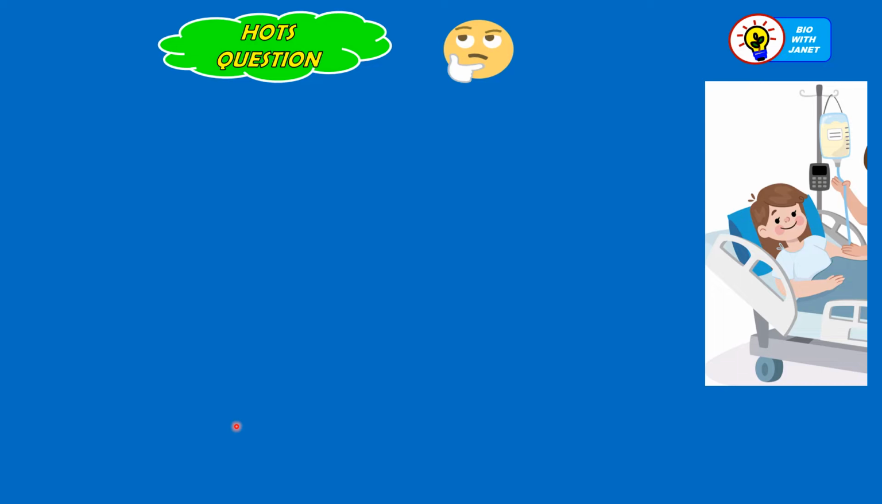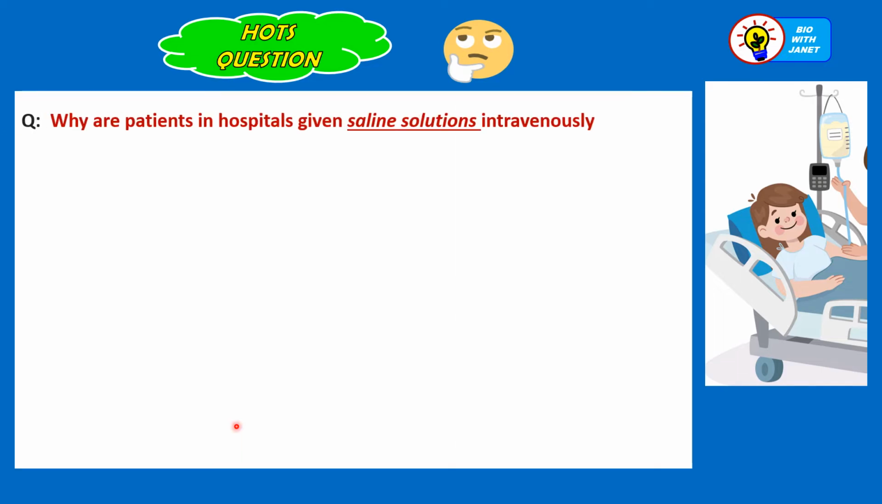So here's a hot question that may be asked in the essay section. Why are patients in hospitals given saline solutions intravenously, that means directly into the vein, instead of plain water? Why not just put plain water inside the bag here to flow into the patient's vein? Right, let's look at the answer.